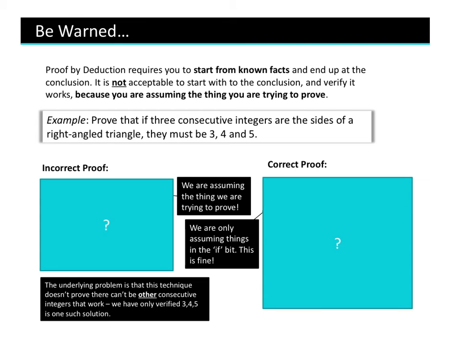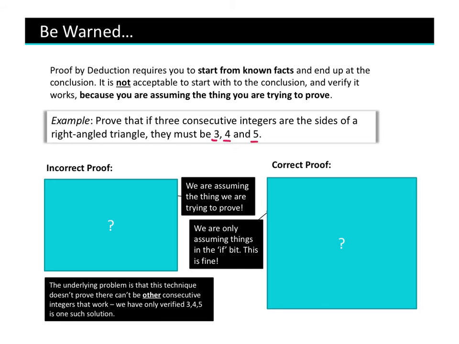So, prove that if three consecutive integers are the sides of a right angled triangle, they must be 3, 4, 5. So what we cannot do is this. Now, I have to actually look at the answers for this because I don't know what we can't do. I'm assuming we can't start with, yeah. So we can't start with 3, 4, 5. So we can't say 3 squared plus 4 squared equals 5 squared.